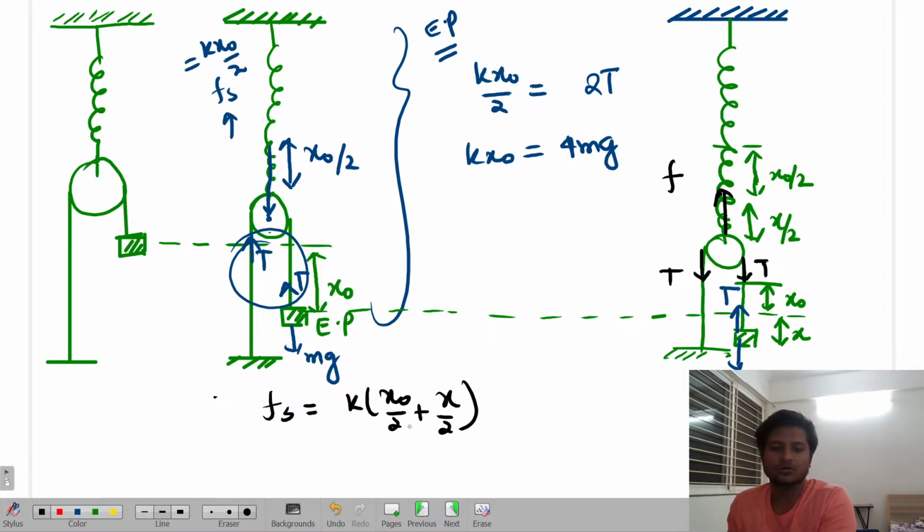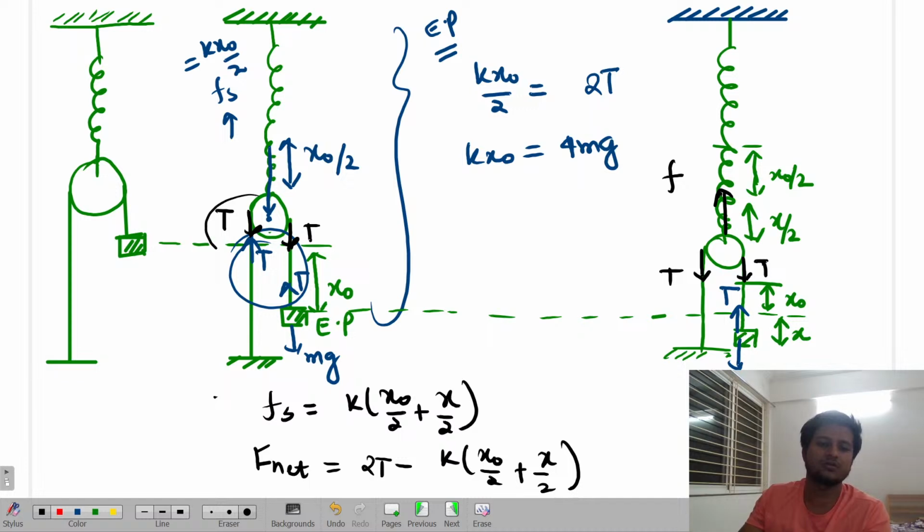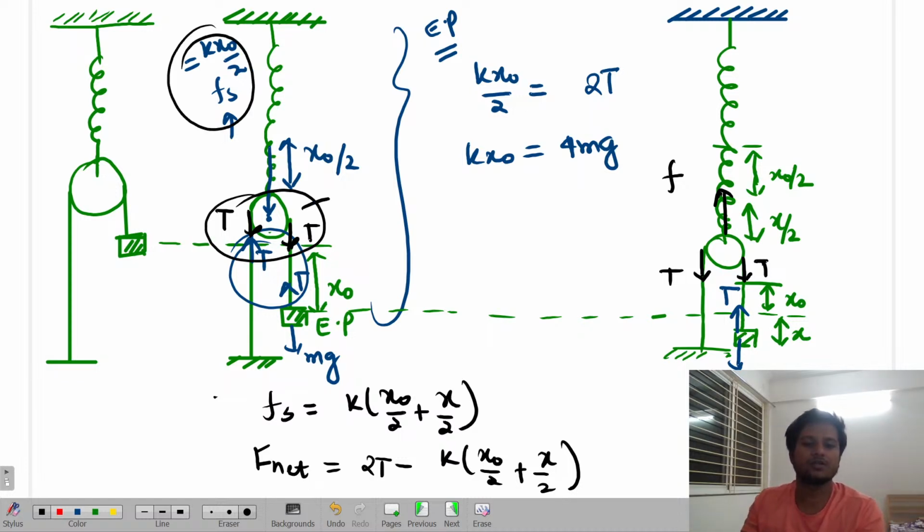ध्यान से देखो तो बेसिकली एफ नेट का इक्वेशन क्या आएगा? 2T minus k times x naught by 2 plus x by 2. आर यू एबल टू गेट मी और नॉट? मेरी बातें समझ में आ रही है ना? Basically, for the equilibrium point, we know that tension acts opposite for the pulley system. So 2T must be equal to k x naught by 2. Then only it is at the equilibrium point. But for F net, what is the equation? 2T minus k times x naught by 2 plus x by 2. Is that clear or not?